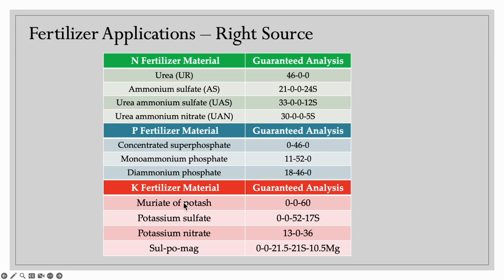For our potassium, what you'll typically see is muriate of potash. That's a 0-0-60, with a high K content, dissolves pretty well, and moves into the soil easily. You'll also see potassium sulfate. Again, we're trying to get some of that sulfur back into our soils. Maybe potassium nitrate, which is something that we would use in more of a greenhouse setting. And then you might also see something called Sul-Po-Mag, which is potassium, but also sulfur and magnesium.